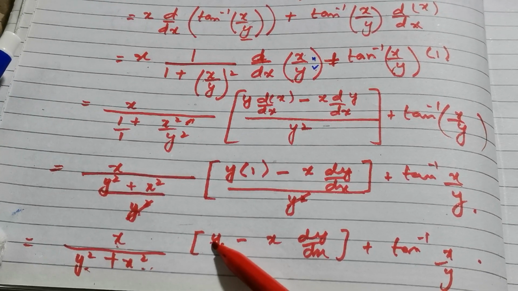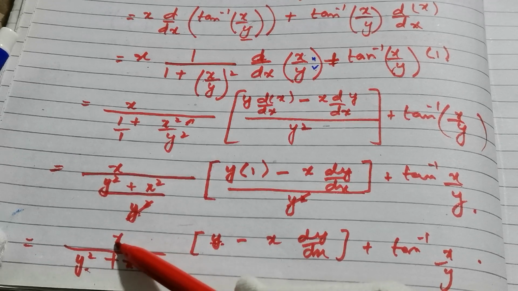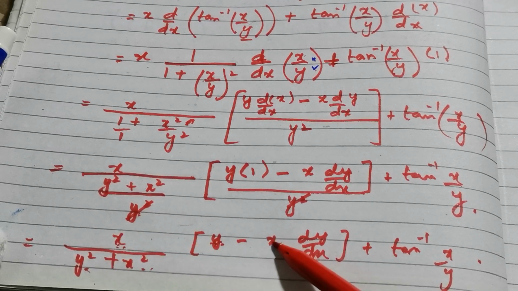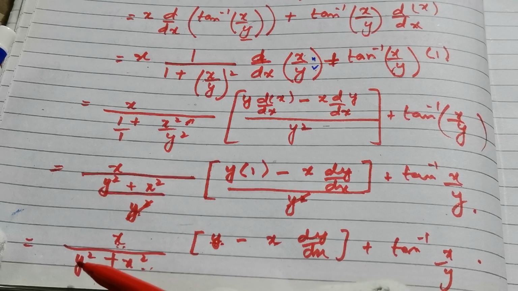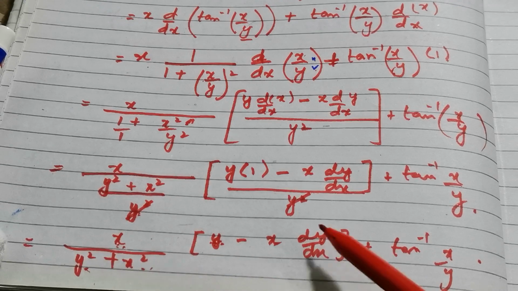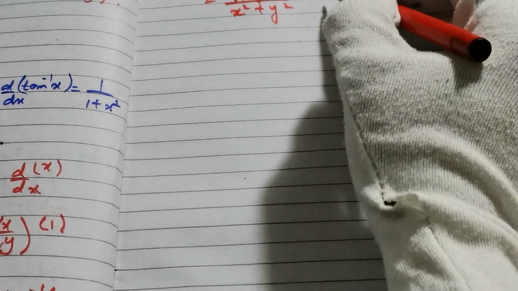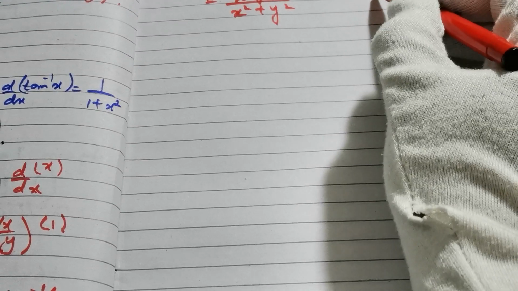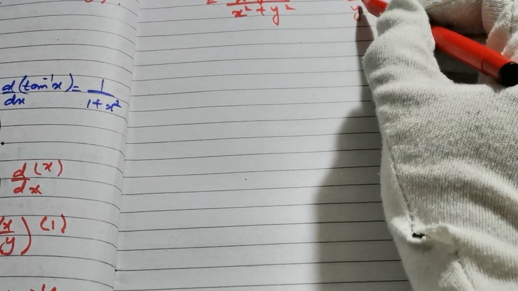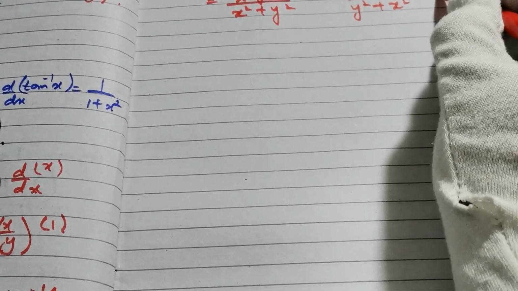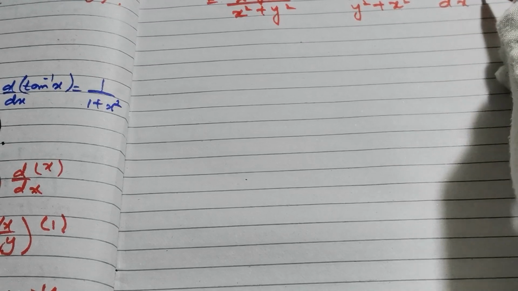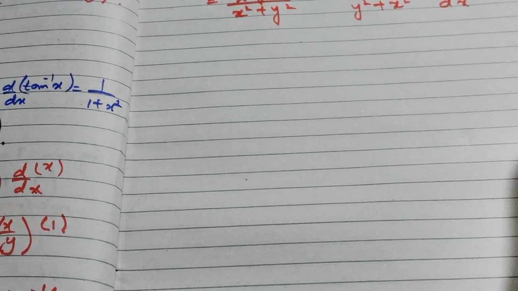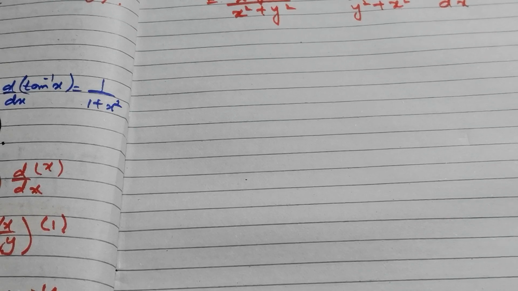xy we write this term. Now minus x into x square divided by y square plus x square and dy by dx. So minus x square by y square plus x square dy by dx, and plus tan inverse of x by y.